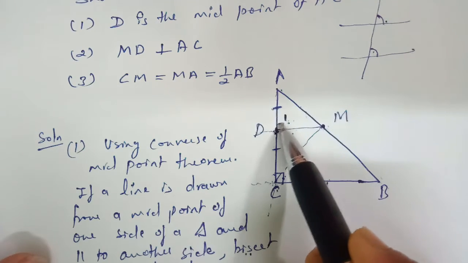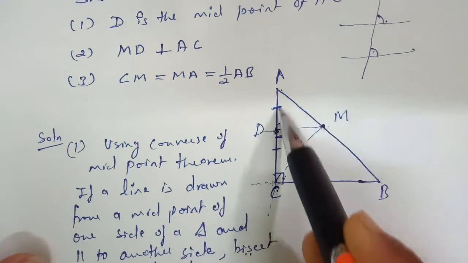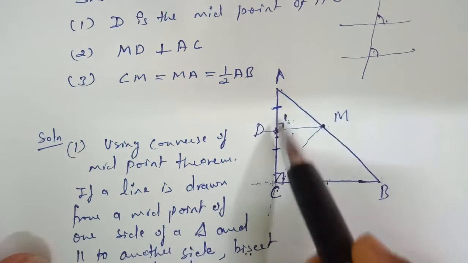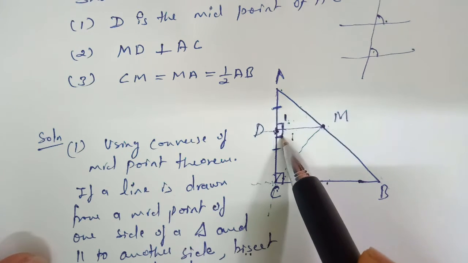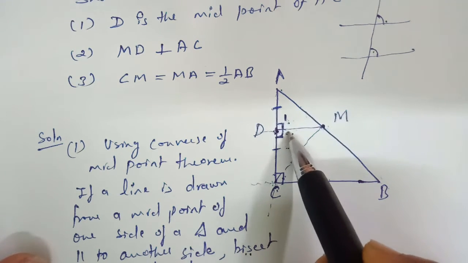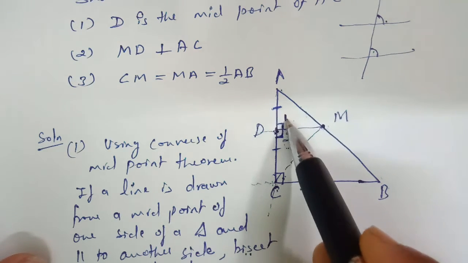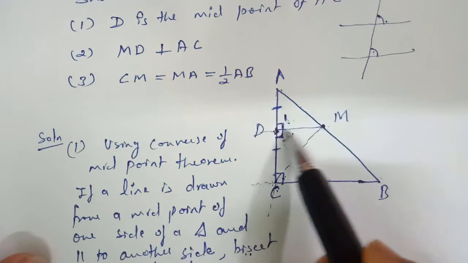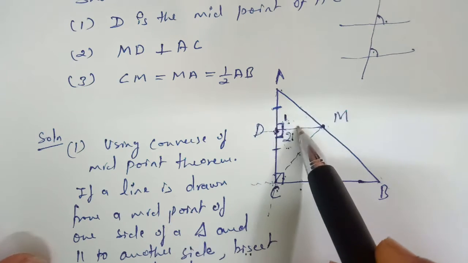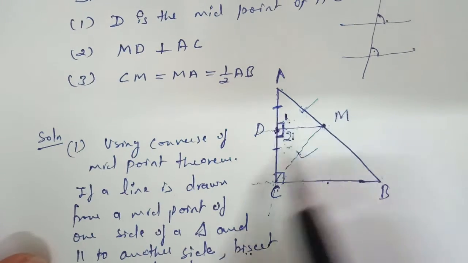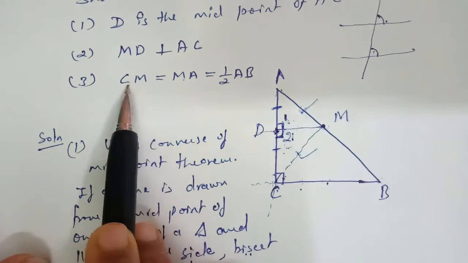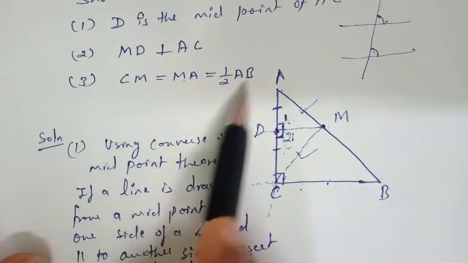If angle 1 is 90 degrees, then obviously this angle is also equal to 90 degrees because both of them are lying on a straight line, and we know that on a straight line there is 180 degrees of angle. So it is divided into two angles. One is 90 degrees, so another will also be equal to 90 degrees. Let it be angle 2. Angle 1 equal to angle 2, each 90 degrees. And DM is common in both of them. So by side angle side, both the triangles are congruent, and by CPCT we will get AM equal to CM. AM equal to CM or CM equal to MA. Then we are going to prove the main part.